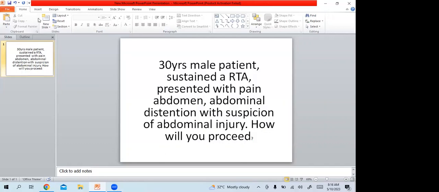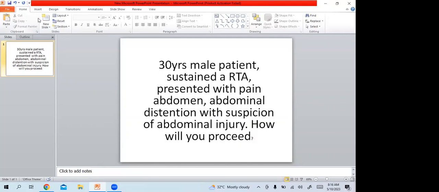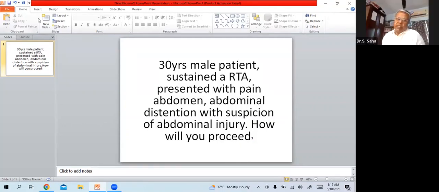Yes, sir. So we usually put them into three categories: physiologically normal, physiologically non-compromised, and physiologically compromised, right? Yes, sir. Physiologically normal means a patient where investigations can be completed before treatment is started. For physiologically non-compromised, basically investigation is more limited.